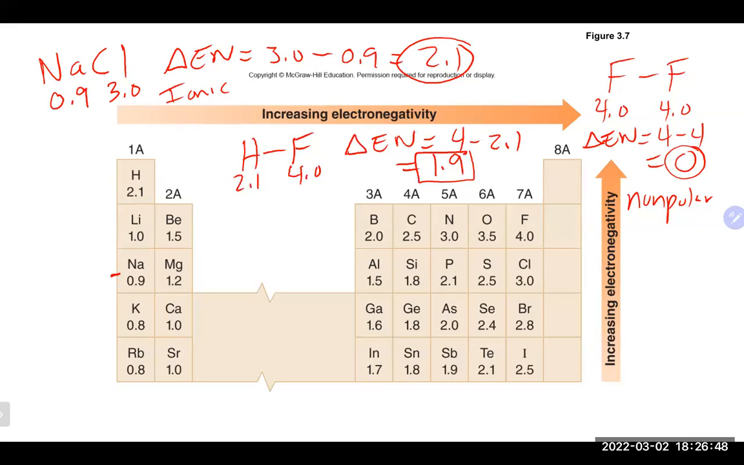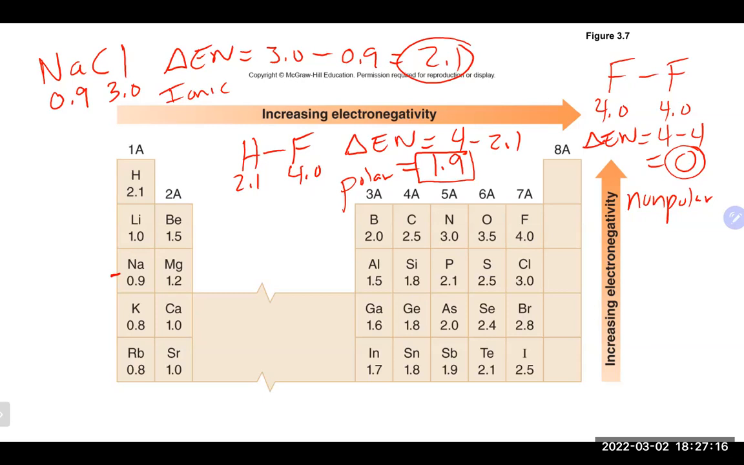1.9 falls in that category of 0.5 to just below 2, pretty close to 2, which means it's going to be a polar bond. It also illustrates that between hydrogen and fluorine, it's almost to the point where it's going to transfer those electrons. Hydrogen is barely hanging on in this case, but there is still some aspect of sharing.